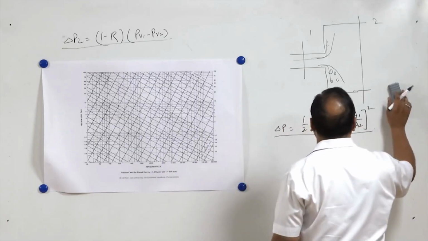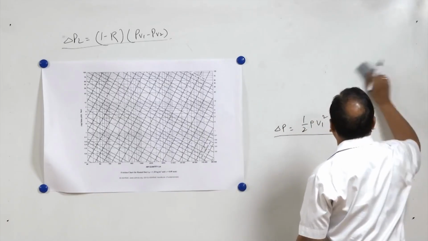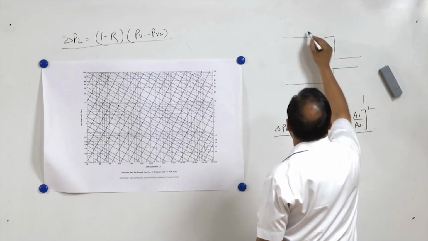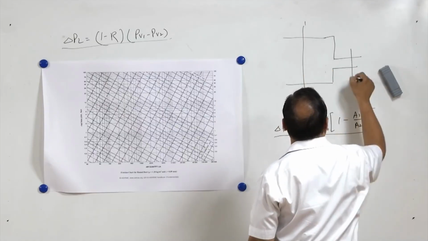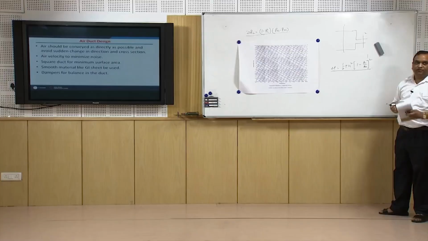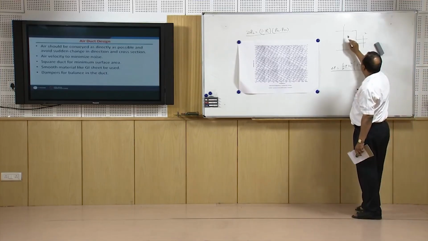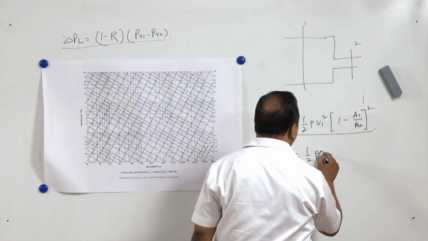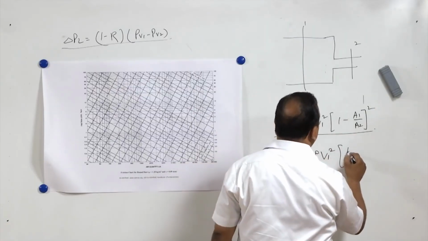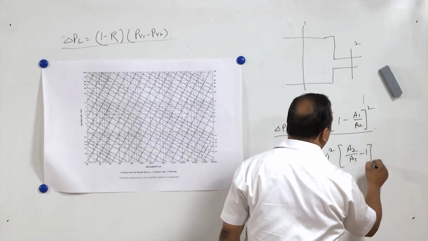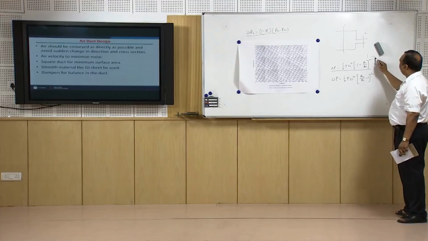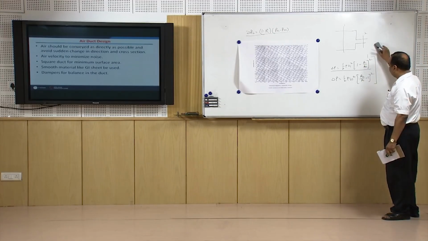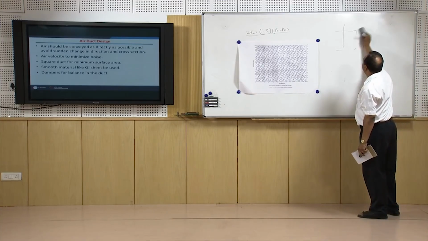If there is a sudden contraction, it means there is an enlarged duct and there is sudden contraction. In this case also, this is state 1, this is state 2. In this case also, there is the Borda-Carnot equation, and that equation says that the pressure loss is rho V1 square times (A2 by A1 minus 1) whole square. So, these are two Borda-Carnot equations which are used for pressure drop in sudden enlargement and sudden contraction in the duct. These types of things are helpful in duct design.